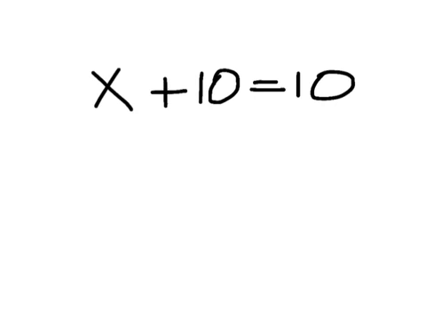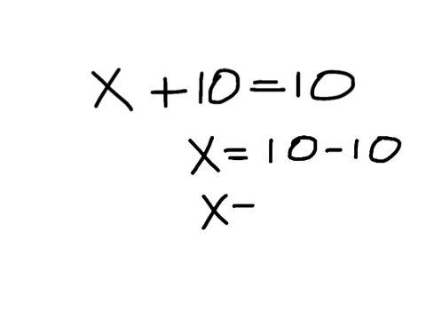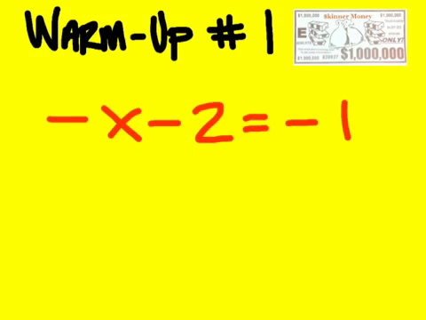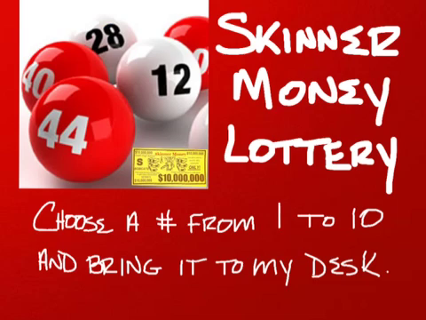10 million to the first one, a million to everybody else, to the first 7. That should be 10 minus 10, which is 0. 10 million to the first one, a million to everybody else. Pick a number from 1 to 10 and bring it up.